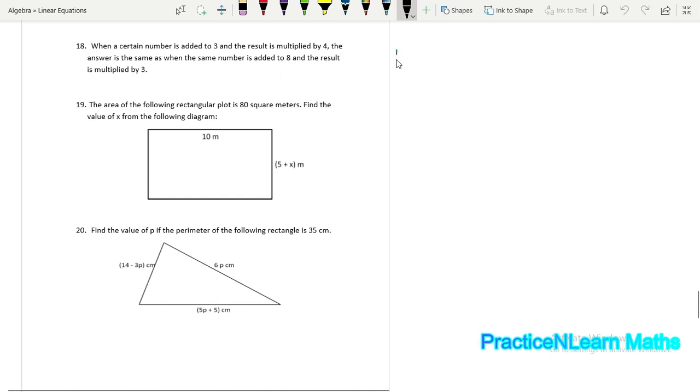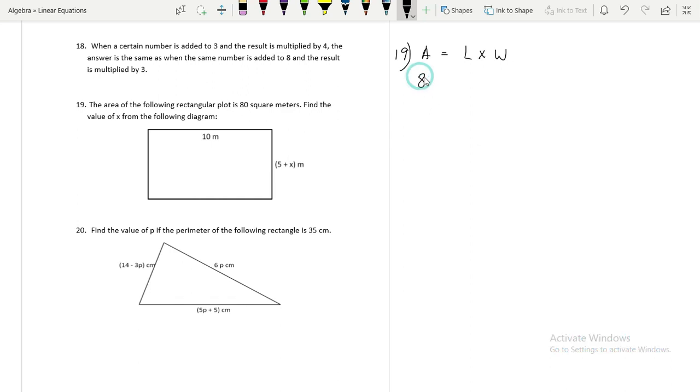Next we move on to sum number 19. Here you see a rectangle and the area of the following rectangular plot is 80 square meters. Find the value of x from the following diagram. So, area of a rectangle is given by length times width. Here length is equal to 10 meter and width is equal to 5 plus x. Area is 80. So we can write 80 is equal to 10 times (5 plus x).